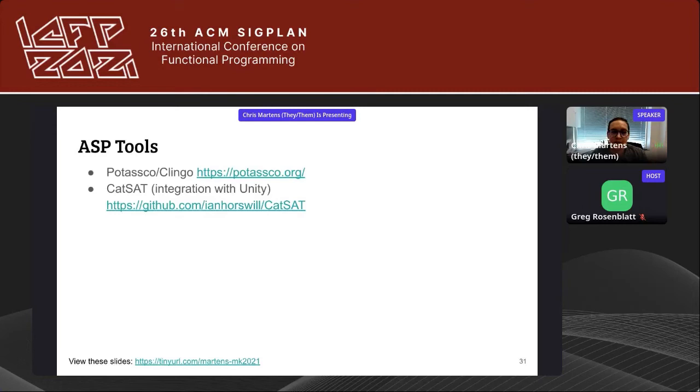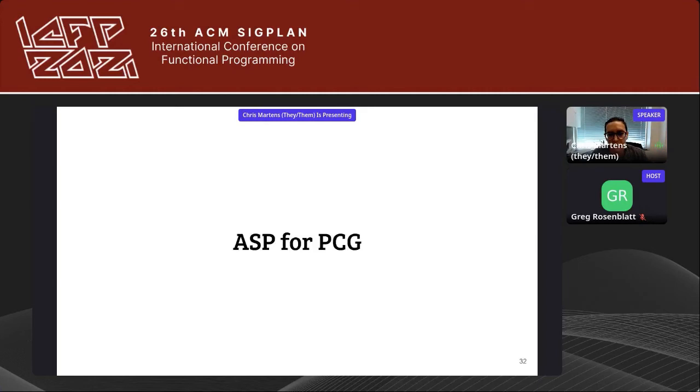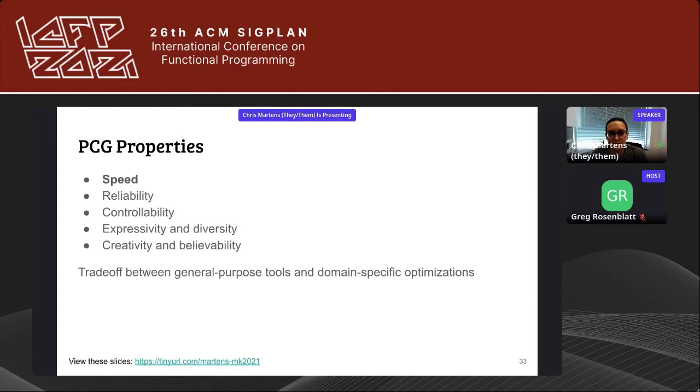So why is this particular tool good for PCG? Well, let's revisit some of the properties that we talked about. I will start off by saying the speed is not a property that I would say answer set programming particularly does well at. That's mostly because answer set programming is a general purpose tool. It's general purpose SAT solving. And so while yes, we do have reasonably well optimized SAT solvers, there are always going to be ways that you can write programs and domains that will essentially have exponential blow up, depending on the size of the level.